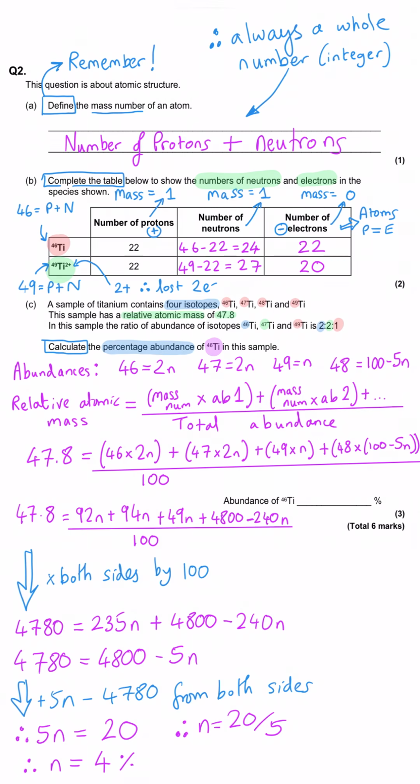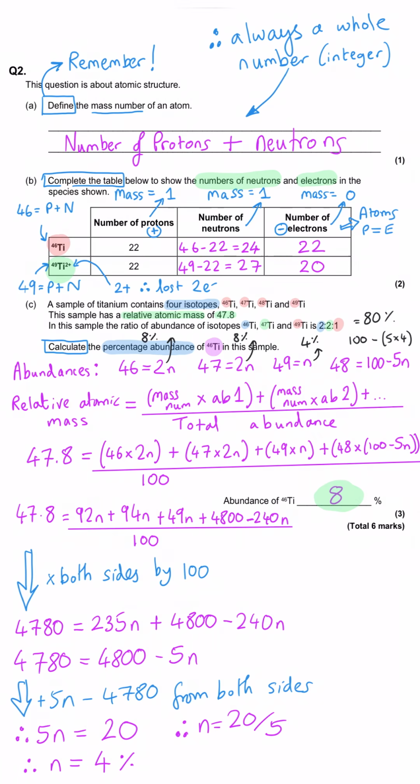And so if we return to our original abundances, which were a total of 100, which was why 48 was 100 minus 5N, the abundance of 49, for instance, is 4%, because N is equal to 4, 47 is 2 lots of 4%, so 8%, and 46, which is what we were interested in, is going to be 2 times 4 as well, so 8% abundance. And remember, we might have been asked to calculate the abundance of the mass 48 titanium, and that is 100 minus 5N, so that means that is 80%.